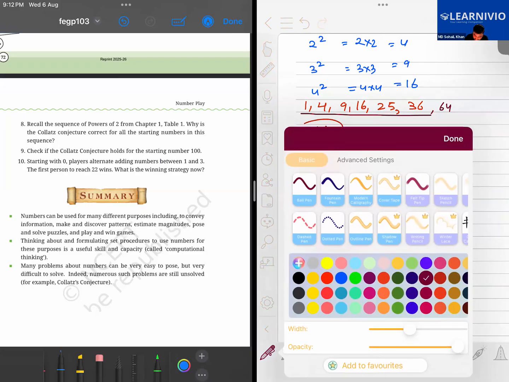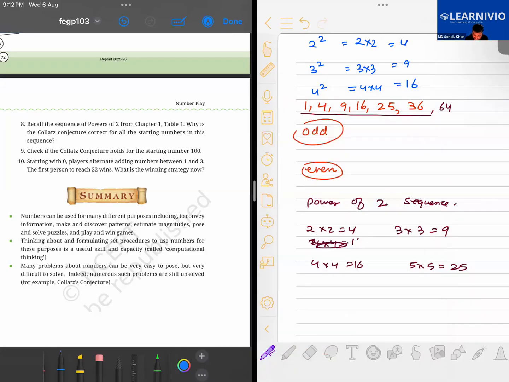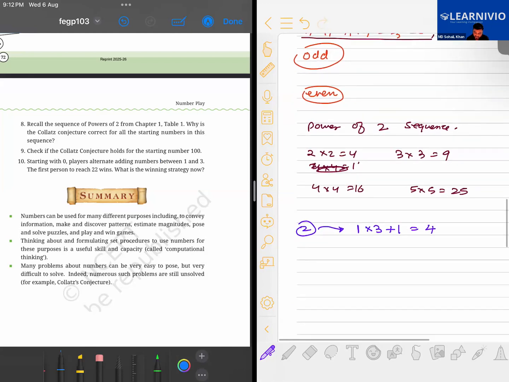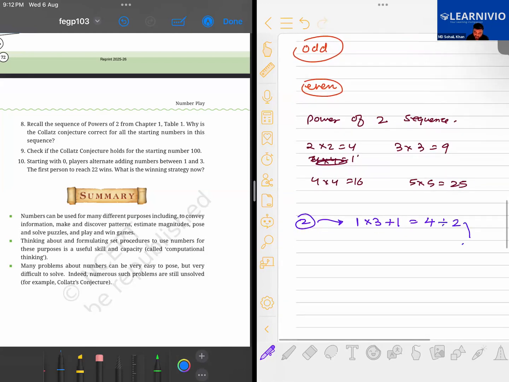What we have learned about the Collatz conjecture: suppose we begin with an even number, let's say 2. What do we do to the even number? We divide it by 2. So it becomes 1. If we have an odd number, we multiply it by 3 and add 1. So we get an even number. When we get an even number, we again divide it by 2. Then 2 multiplied by 3 plus 1 gives you 7. So the question was saying, why is the Collatz conjecture correct for all the starting numbers in that sequence?